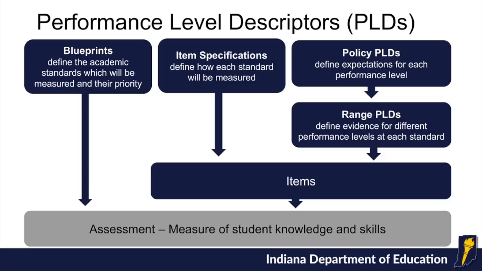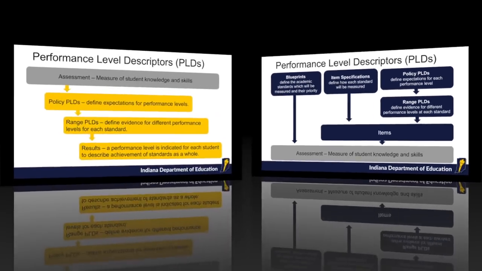Educator committees first create policy PLDs, or statements that define the overarching expectations for specific performance levels. Policy PLDs are then used to create range PLDs. Range PLDs take achievement expectations and apply them to each specific academic standard, showing what students need to achieve in order to obtain each performance level. These PLDs are then used to create items that will measure student achievement at different levels and in different ways.